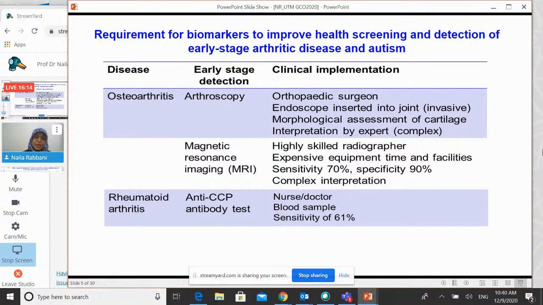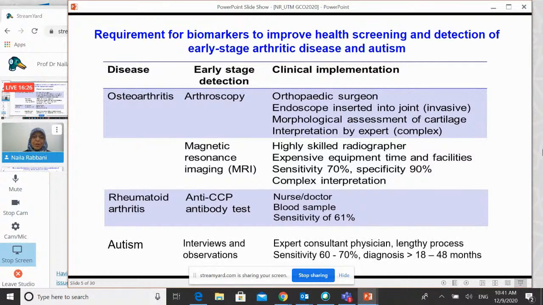For rheumatoid arthritis, the anti-CCP antibody test is used, but sensitivity is very poor, 61%. I mean, you might as well toss a coin to say if you have rheumatoid arthritis or not, instead of the anti-CCP antibodies. For autism, to date, diagnosis is done only by interviews and observations by an expert consultant physician, but it is a lengthy process. Sensitivity is only 60 to 70%, and diagnosis can take 18 to 48 months.